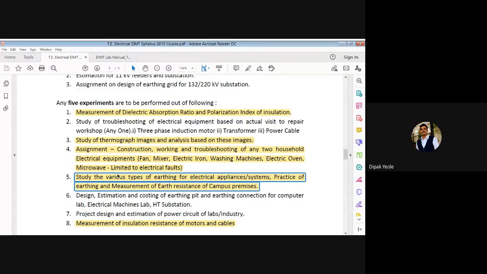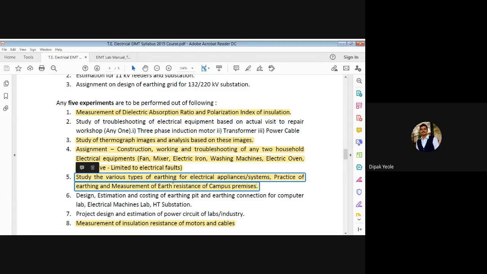So this is for the submission of this EIMT subject, and whenever the college starts, we will be able to measure the insulation resistance as well as the earth resistance of the campus, and of the electrical equipment also. So let's start with today's point of our interest.